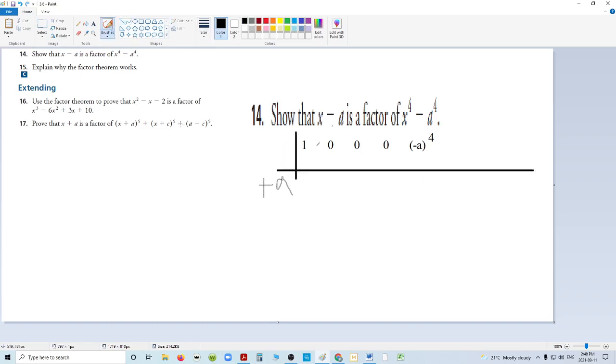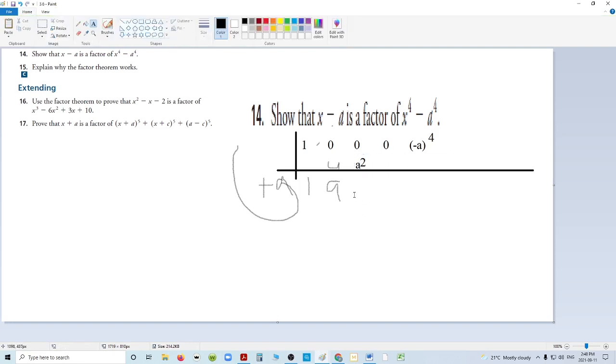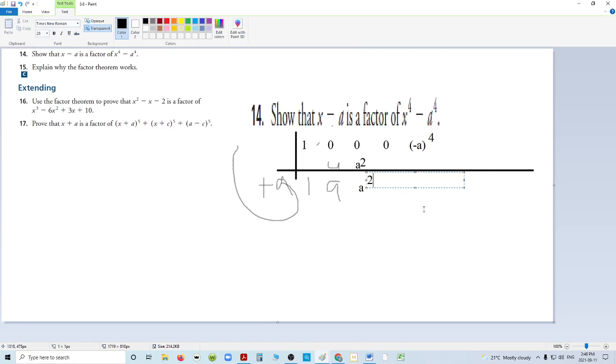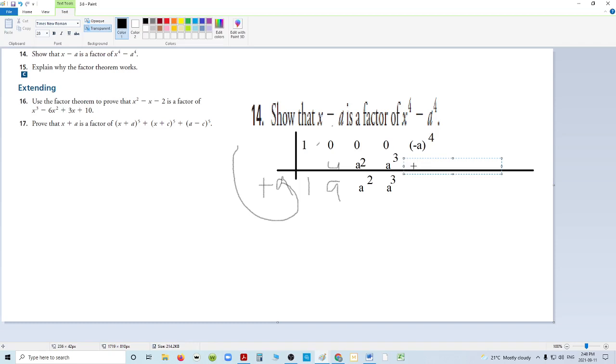So we're just proving that this is a factor of that. All right. Bring the 1 down times the a. Add the a, I get a. When I multiply that by a, I get a squared. Bring it down, I get a squared. Multiply that by a, I get a cubed. Add it to the 0, I get a cubed. Multiply that by a, I get positive a to the 4.